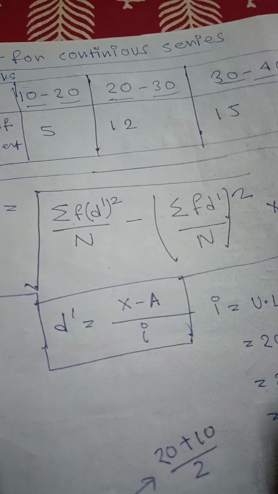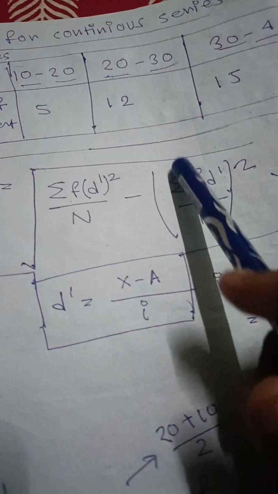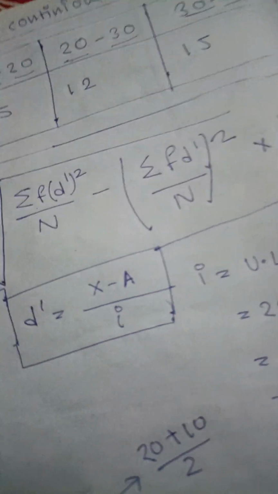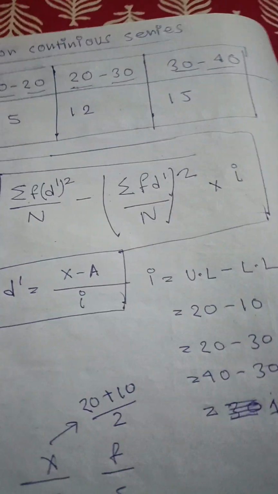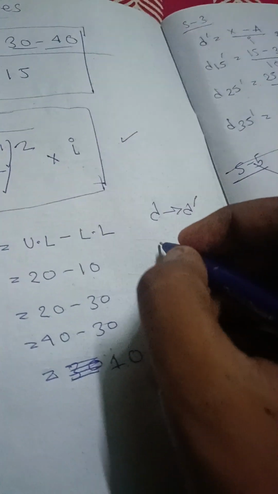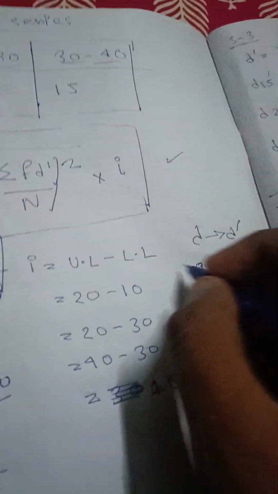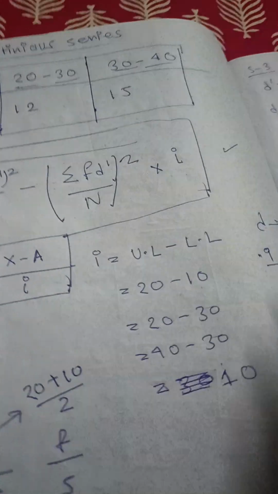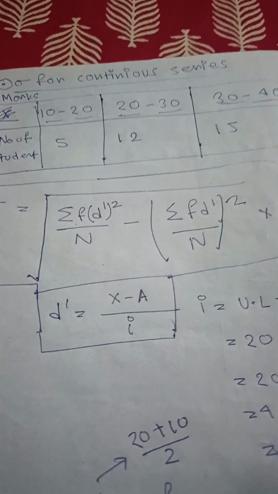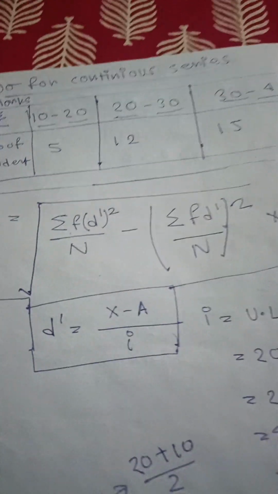So the SD is root over sigma f d dash whole square, minus sigma f d dash divided by n, whole square. What is d dash? It is written here, I'll make you understand, so chill. I guess you got that. It is the same formula, just that before it was d, and here we use d dash. So in this part we replace d with d dash and multiply by i, into i. What is i? I'm going to tell you in a few minutes, so bear with me. Then there is d dash. What is d dash? d dash is x minus a divided by i.